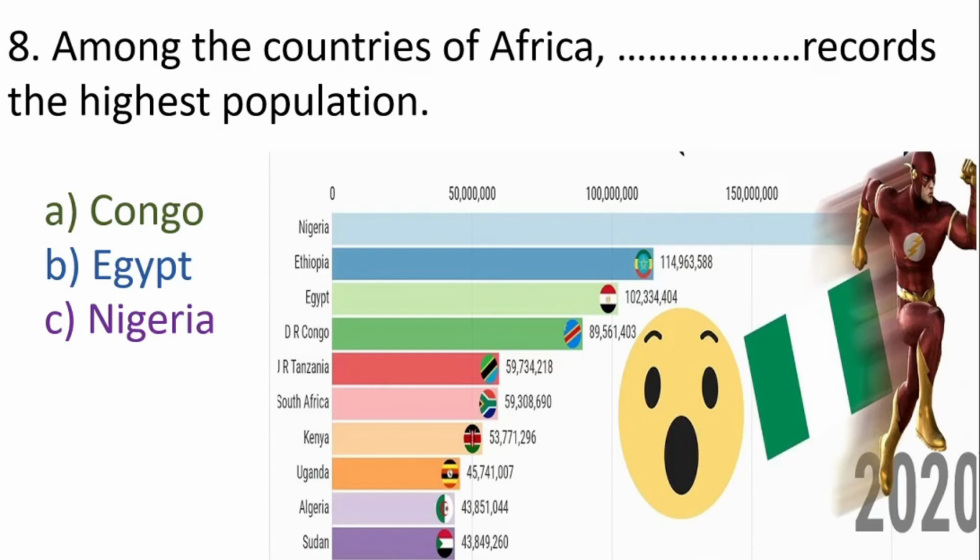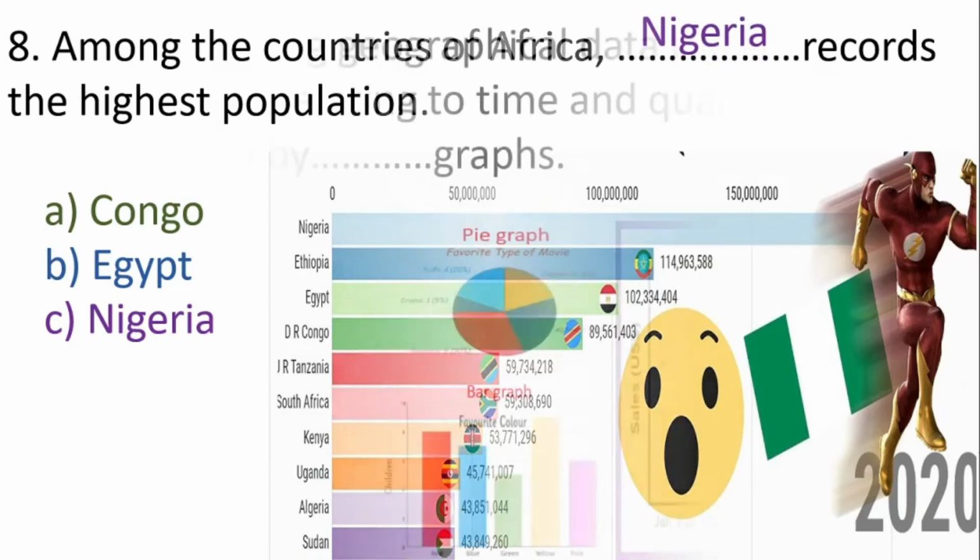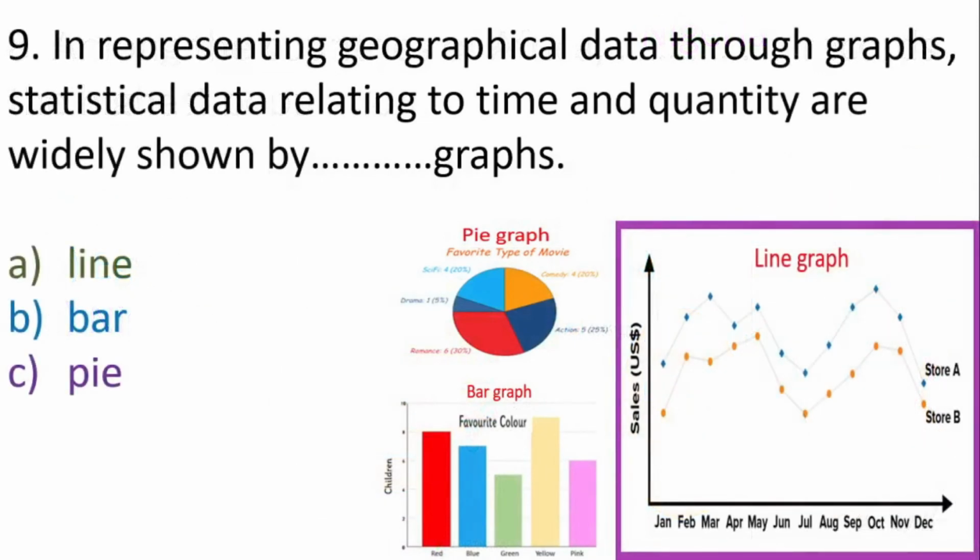Look at the question now. Among the countries of Africa, Nigeria records the highest population. Now, ninth question. A line chart is a type of chart which displays information as a series of data points connected by straight line segments. It is often used to visualize a trend in data over intervals of time.